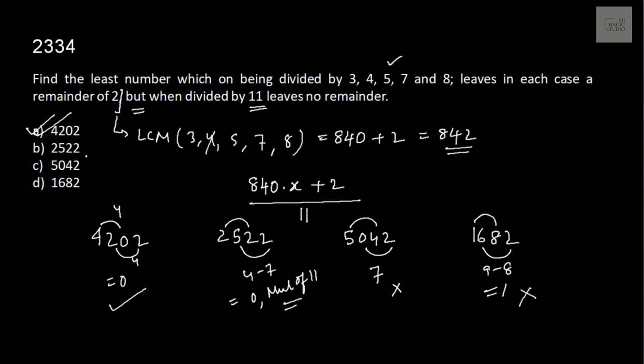If there are more than two numbers which are divisible by 11, then we'll go and check which number, when divided by these, is not giving a remainder of 2. That needs to be struck out. Here straight away only one option is there. Option A is the answer.